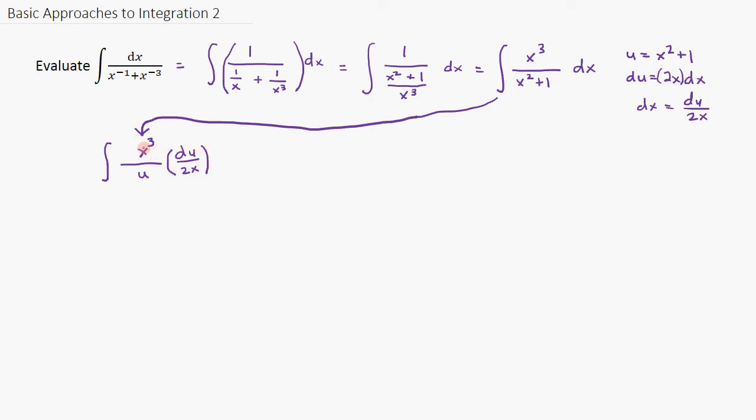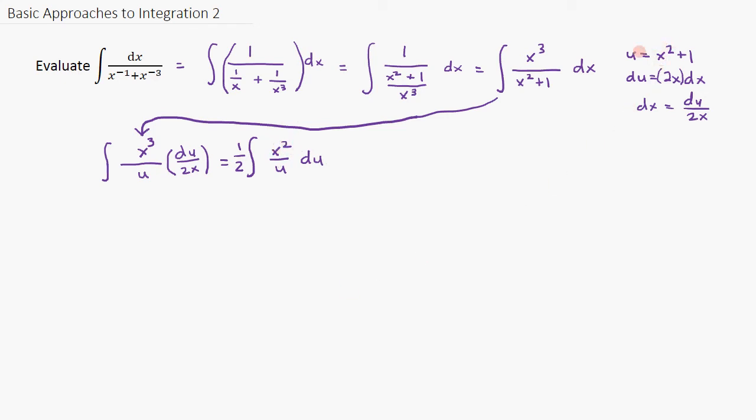Okay, so this is a problem because the expression involves both x and u. So we have to try to simplify this and eventually get rid of all the x's. So the x in the denominator cancels one of them in the numerator. I can pull the 1/2 out. So this is x squared over u du. So this is still a problem because it has two variables, both x and u. So we still need to get rid of this x squared.